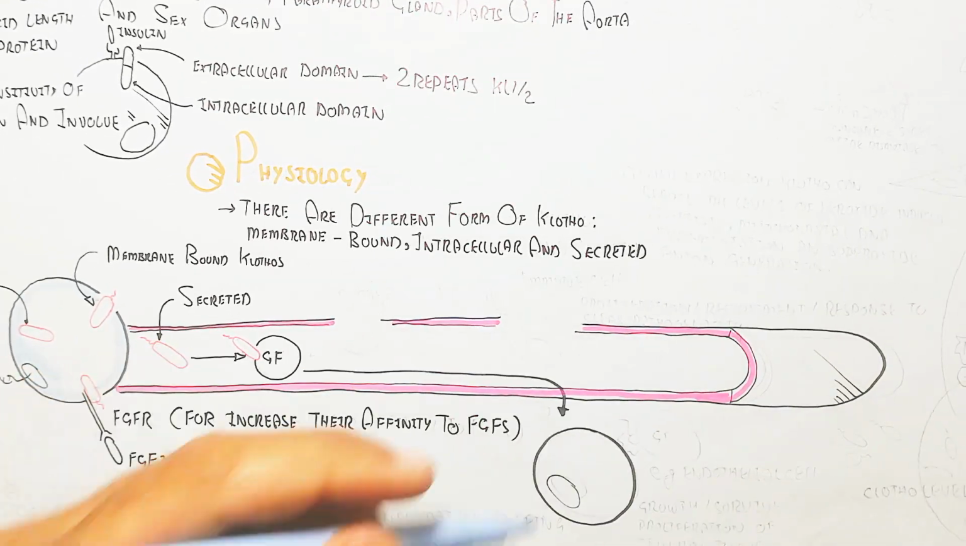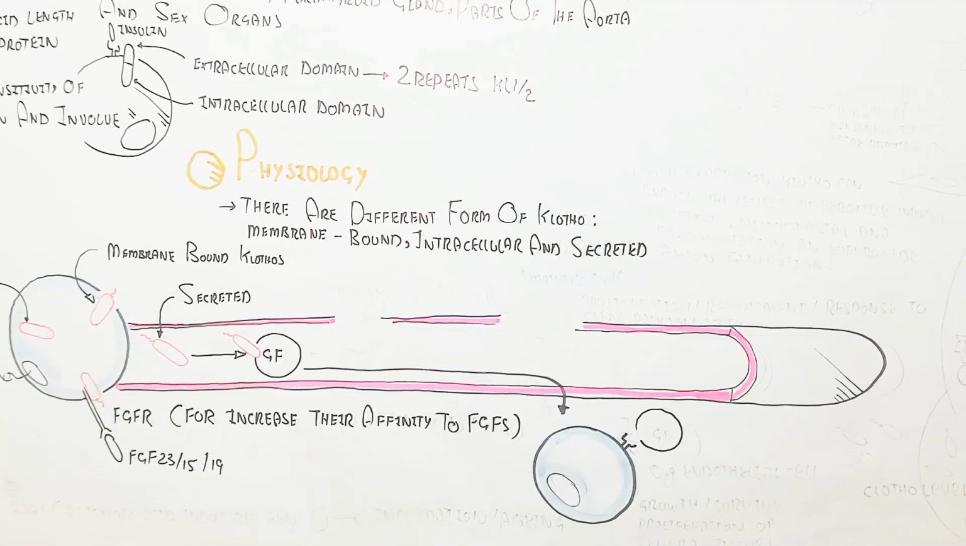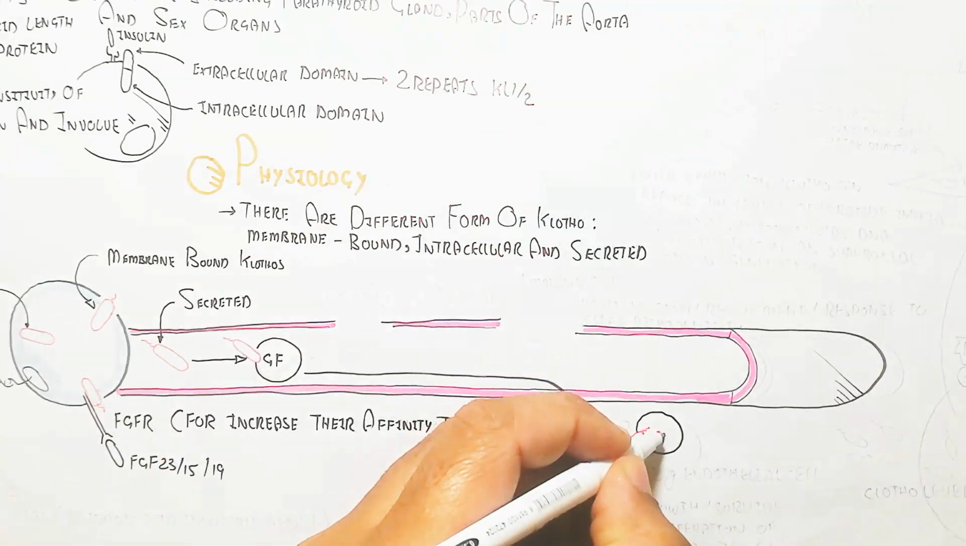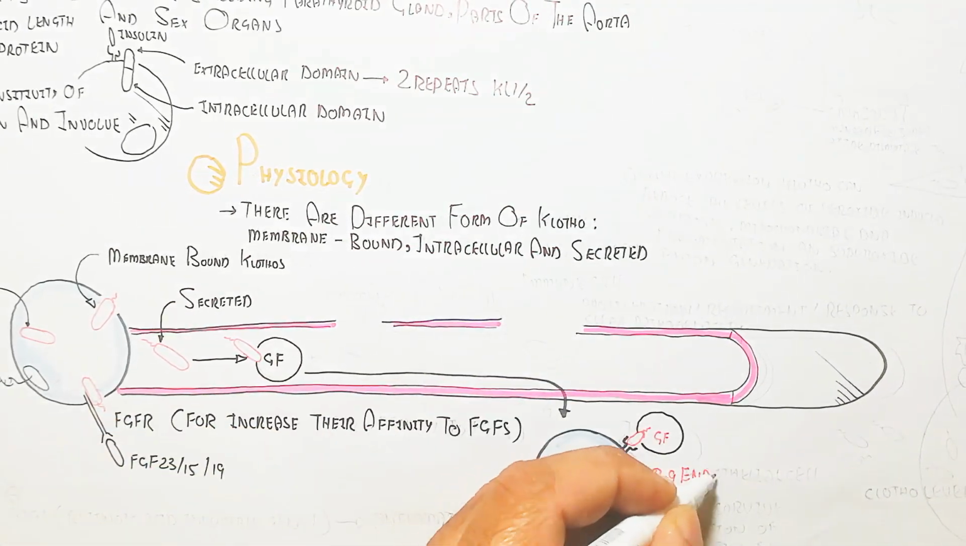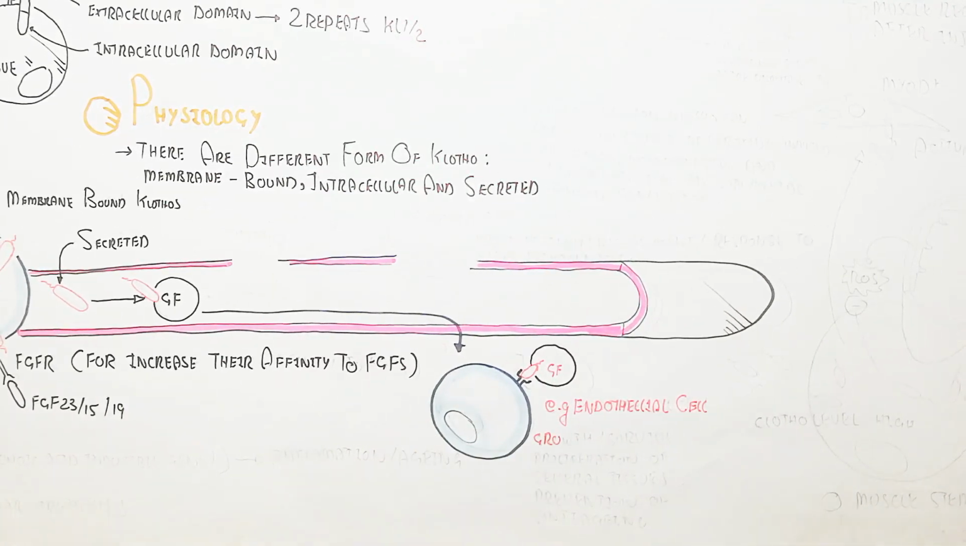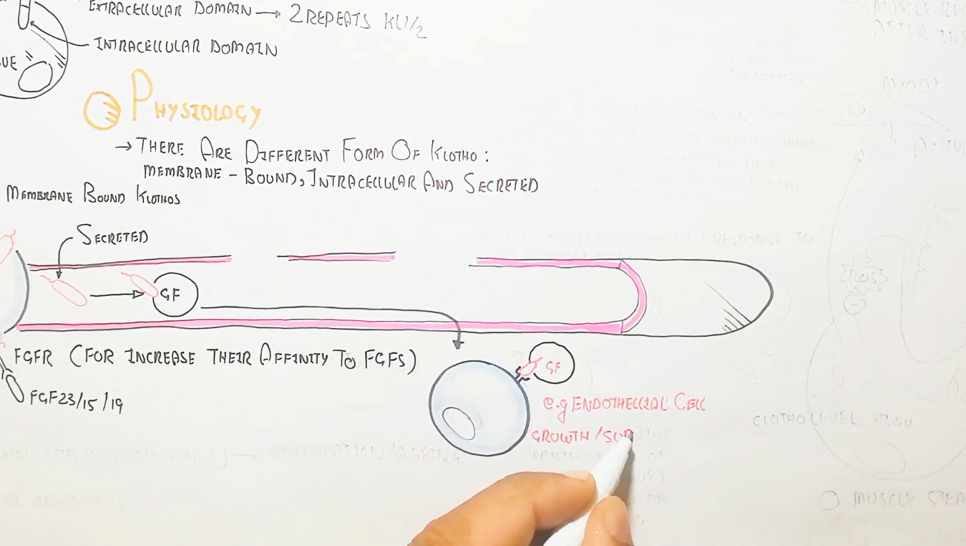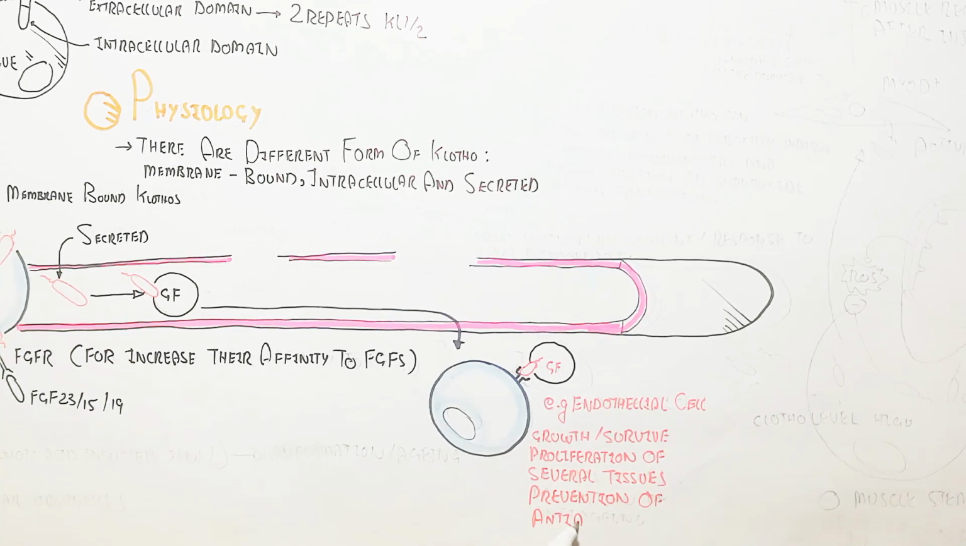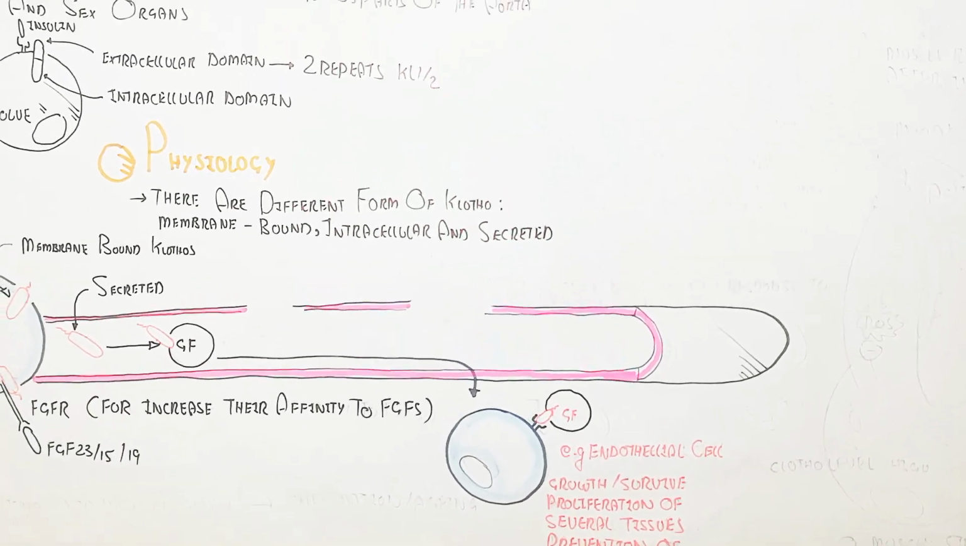The growth factor will bind whenever Klotho is in the secreted form. When the growth factor binds, it leads to effects on endothelial cells, for example growth, survival, and proliferation of several tissues, and prevention of aging. So in this way it is anti-aging. Remember, this is an important thing you need to understand.